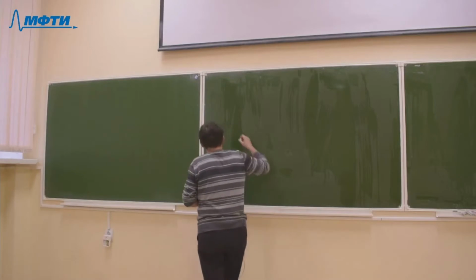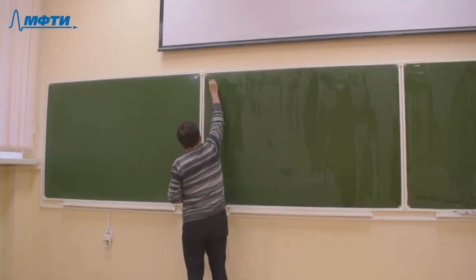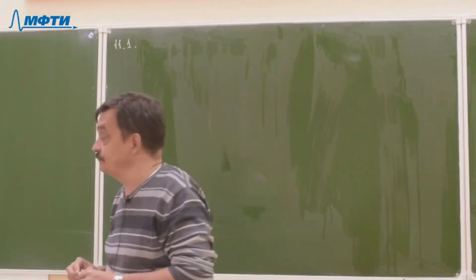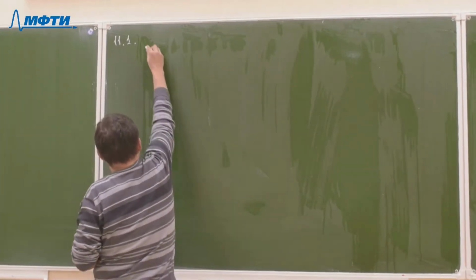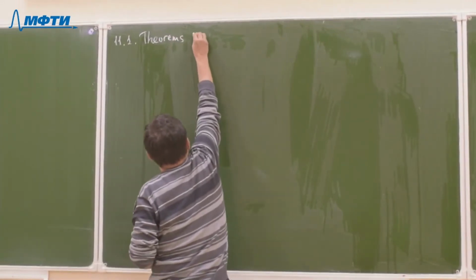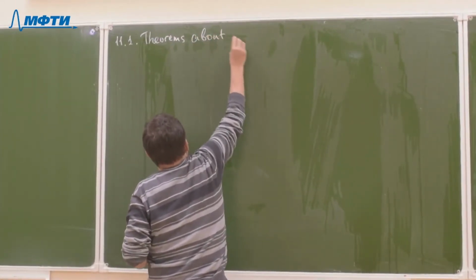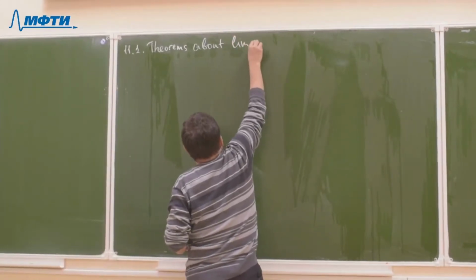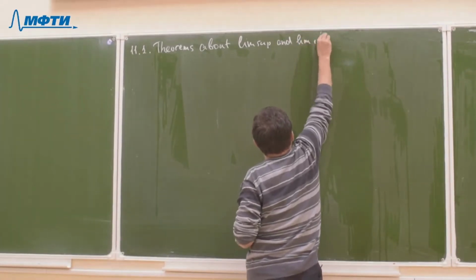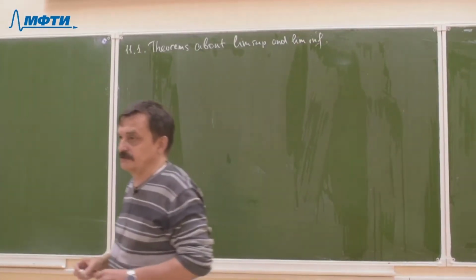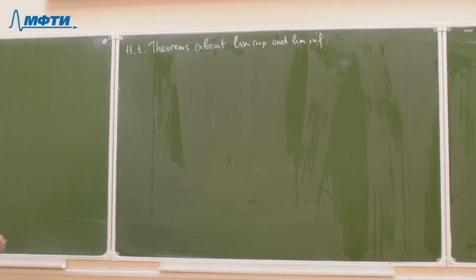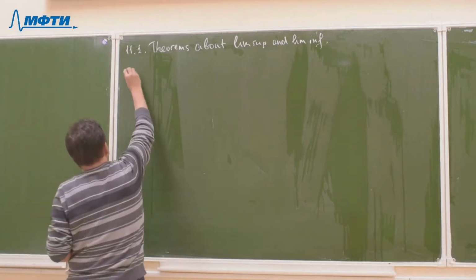So let's call today's section 11.1, theorems about limsup and limit superior, limit inferior. I would like to recall definitions, so recall.